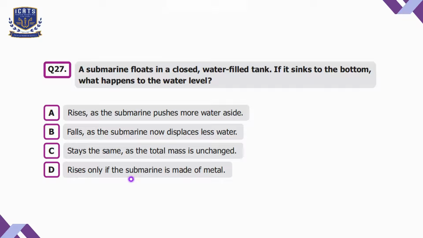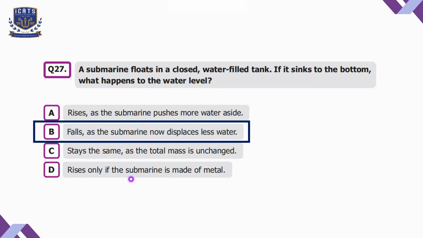So when a submarine is floating, it pushes aside or displaces a lot of water, which is enough water to equal its whole weight. This makes the water level higher. But when the submarine sinks, it no longer needs to displace water equal to its weight. It only pushes aside its own volume, which is less than the amount it displaced while floating. So when it sinks, it displaces less water and the water level goes down. That's why the correct answer is option B, falls as the submarine now displaces less water. So we will select option B here.